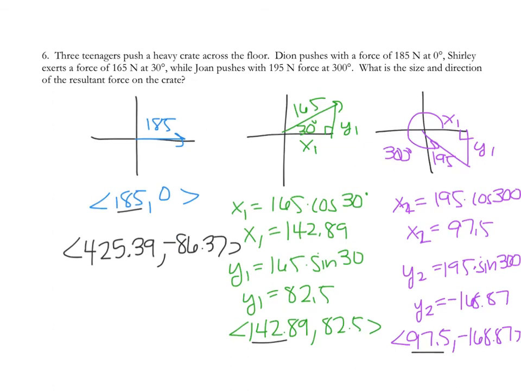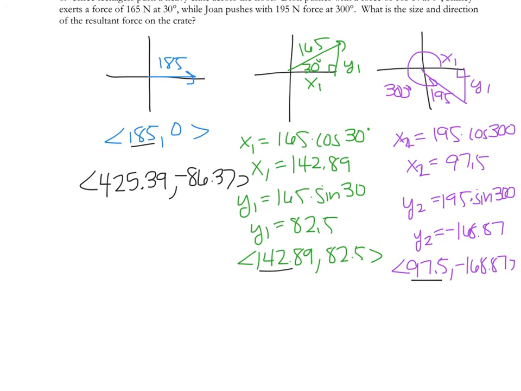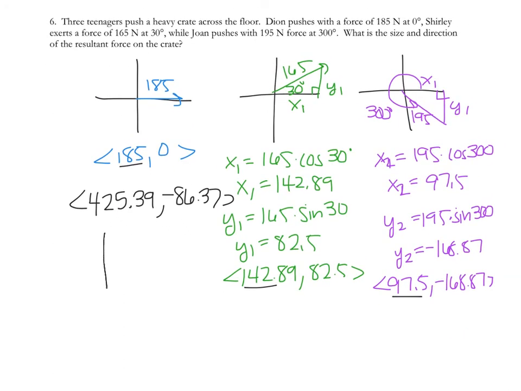So then from there, the direction for this one is going to be a little bit more difficult because this is not in the first quadrant. If I were to graph that, it's going to go over and down. It's going to be in the fourth quadrant. So to find the direction, it's still going to be tangent. Tangent of theta equals y over x.